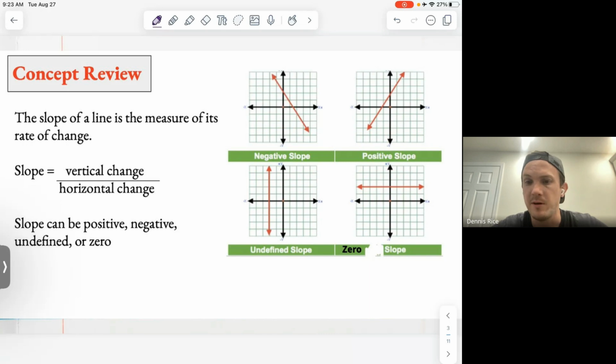Does anyone remember from their 6th grade what letter we use for slope? What letter do we use? And it's not S. It is not S. M. Very good. Very good. M. So we do use the letter M to represent slope.